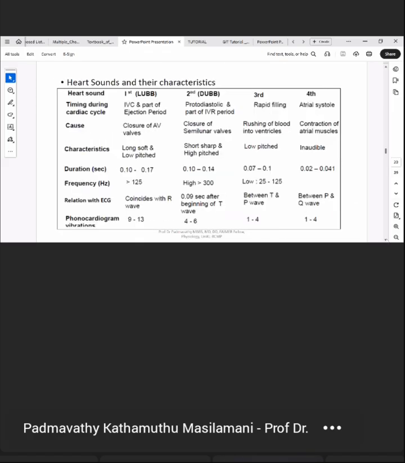So you can see the different heart sounds: sound 1, S1, S2, S3, and S4. You have to know the characteristics.